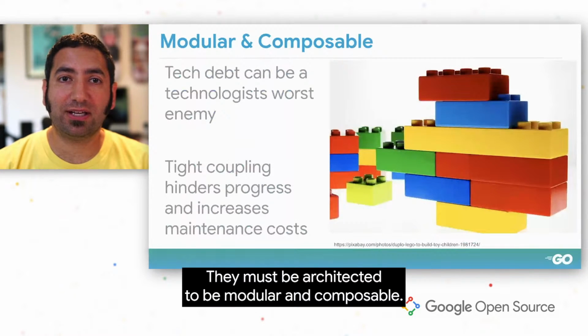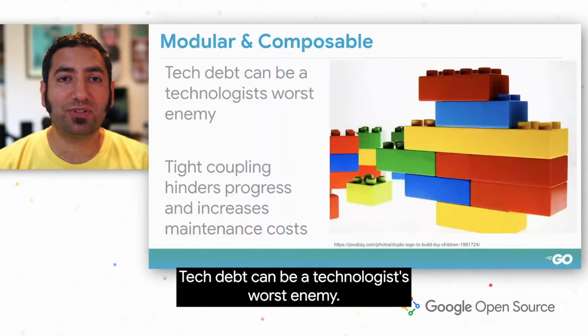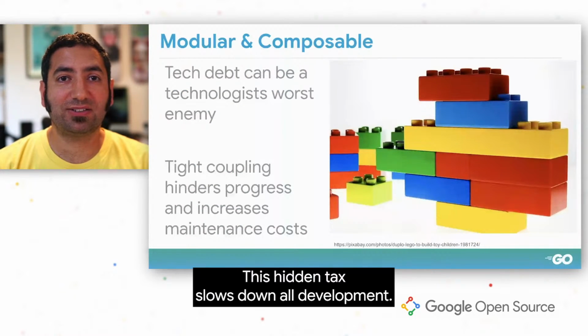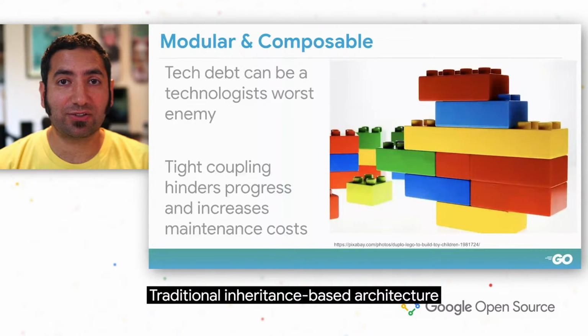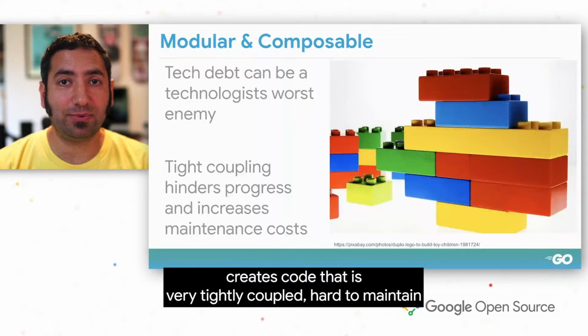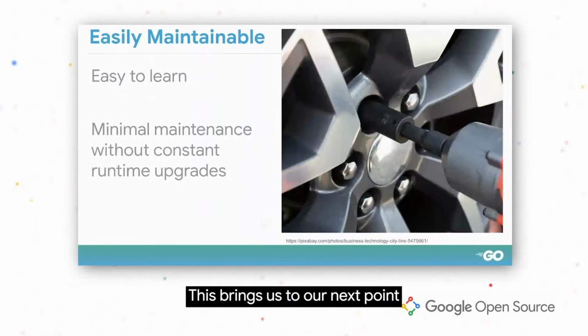They must be architected to be modular and composable. Tech debt can be a technologist's worst enemy. This hidden tax slows down all development. Traditional inheritance-based architecture creates code that is very tightly coupled, hard to maintain, and hard to adapt to new requirements. This brings us to our next point.